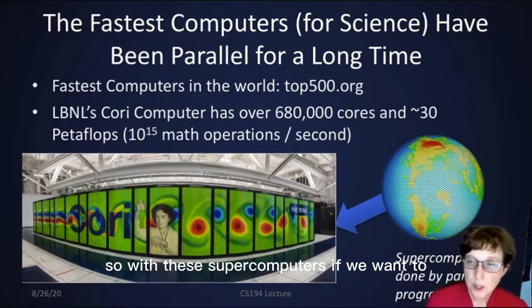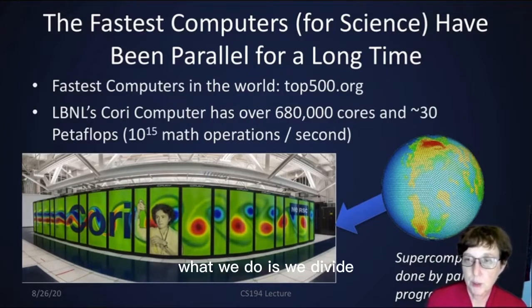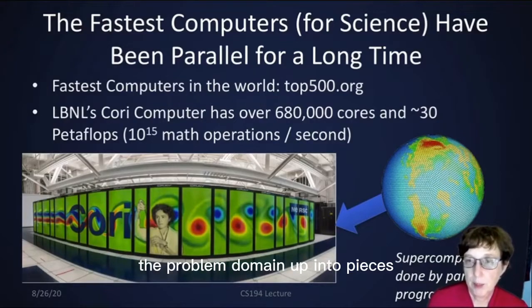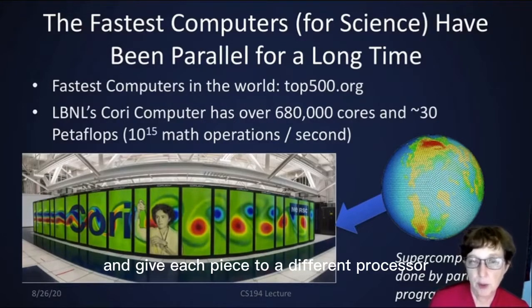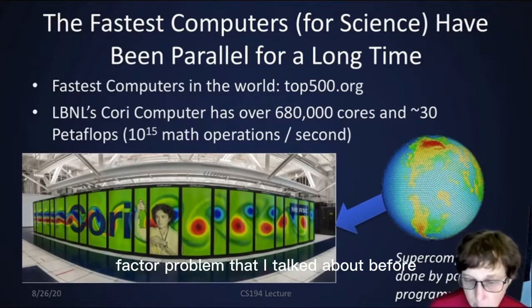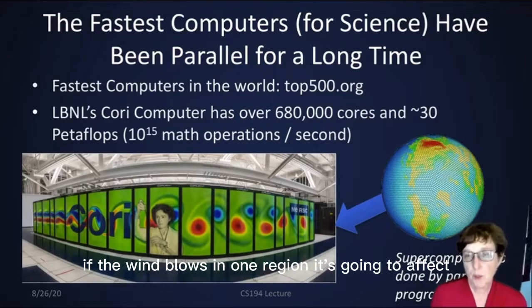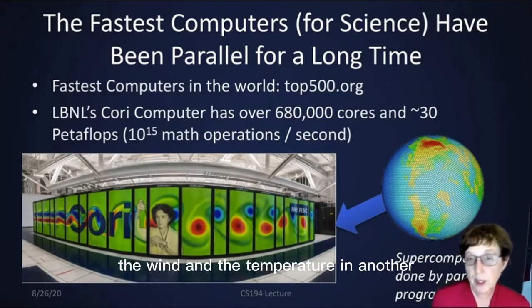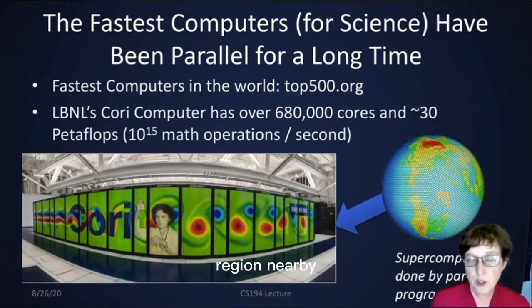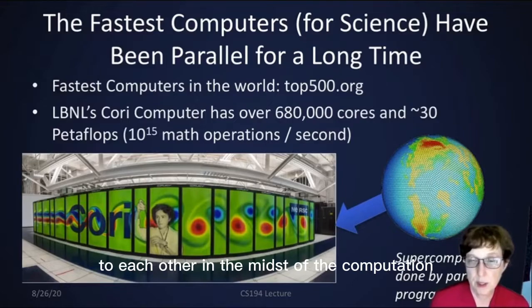So with these supercomputers, if we want to take a problem like climate change, what we do is we divide the problem domain up into pieces and give each piece to a different processor. Unlike the prime factor problem that I talked about before, those problems in climate change are not independent. If the wind blows in one region, it's going to affect the wind and the temperature in another region nearby. And so these processors have to talk to each other in the midst of the computation.